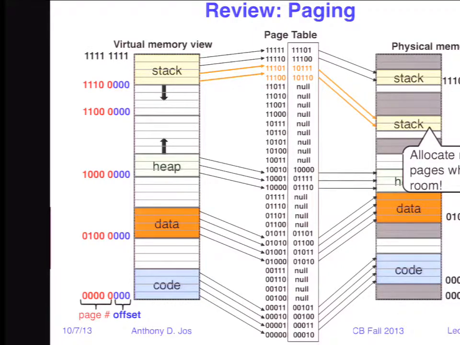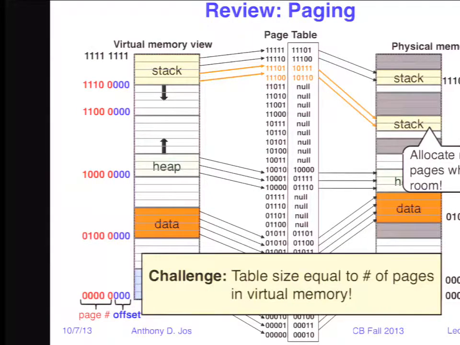All right? So the challenge here is the size of our table is going to be equal to the number of pages that we could have in virtual memory. So especially when we get to very large architectures, like a 64-bit virtual address space, if we had to have a page table for that that was all in memory, it would be larger than the size of memory that we could afford to buy. Okay? Any questions about segments or paging? Yes.